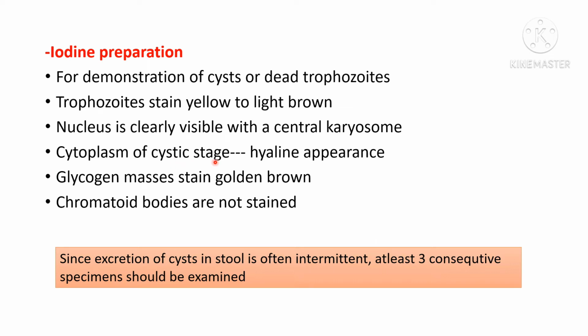The cytoplasm of the cystic stage has a hyaline appearance. The glycogen masses will stain golden brown, but the chromatoid bodies are not stained. Since the excretion of cysts in stool is often intermittent, at least 3 consecutive specimens should be examined.